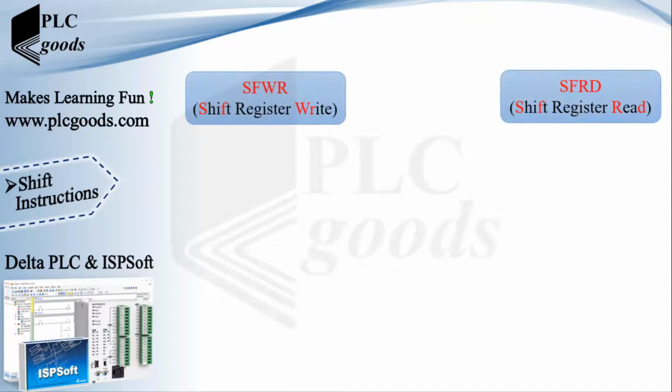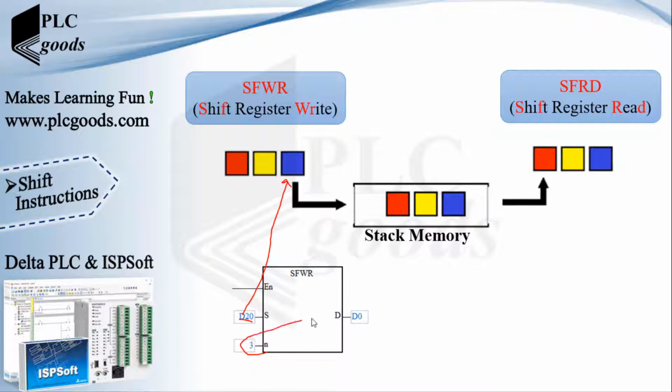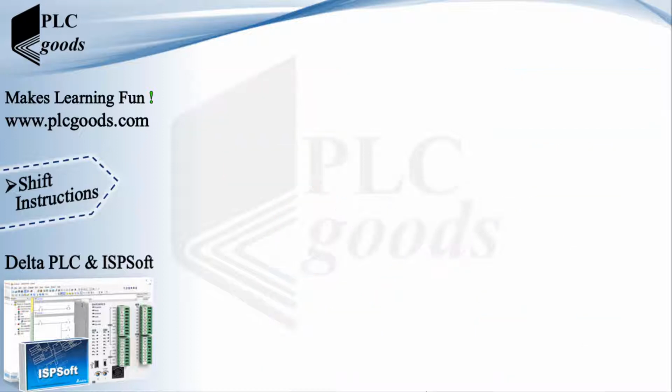Let's continue with the SFWR and SFRD instructions, which can be used to write data on the PLC memory, which usually is called stack memory, and read data from the stack memory. The first input of the SFWR instruction specifies an address, and these parameters determine the stack memory location. SFWR is used to write data on the stack memory. On the other side, we can use the SFRD instruction to read data. This type of memory can be used to store some initial setpoint or parameters, and then use them during an industrial process. Let's explain it with a simple example.